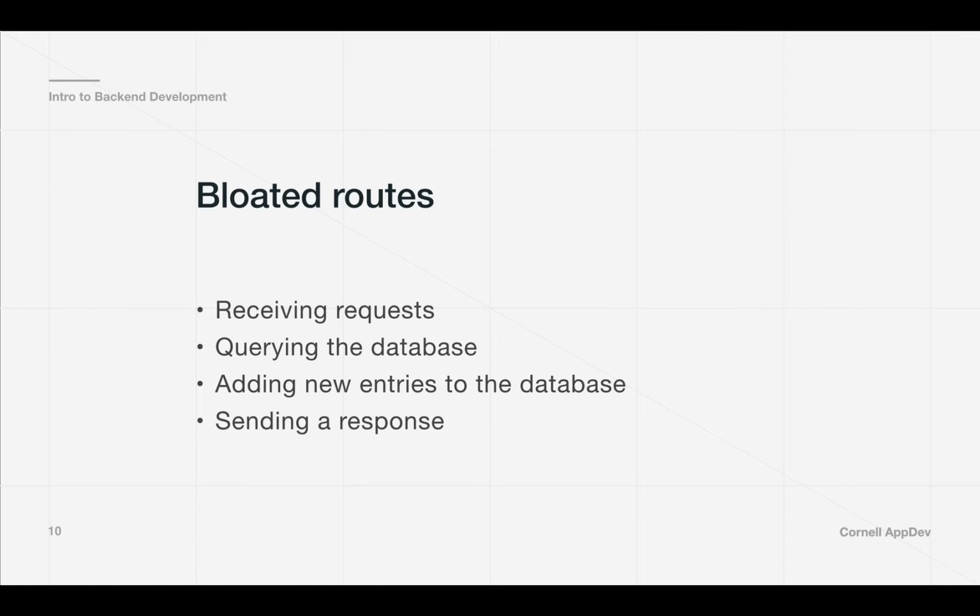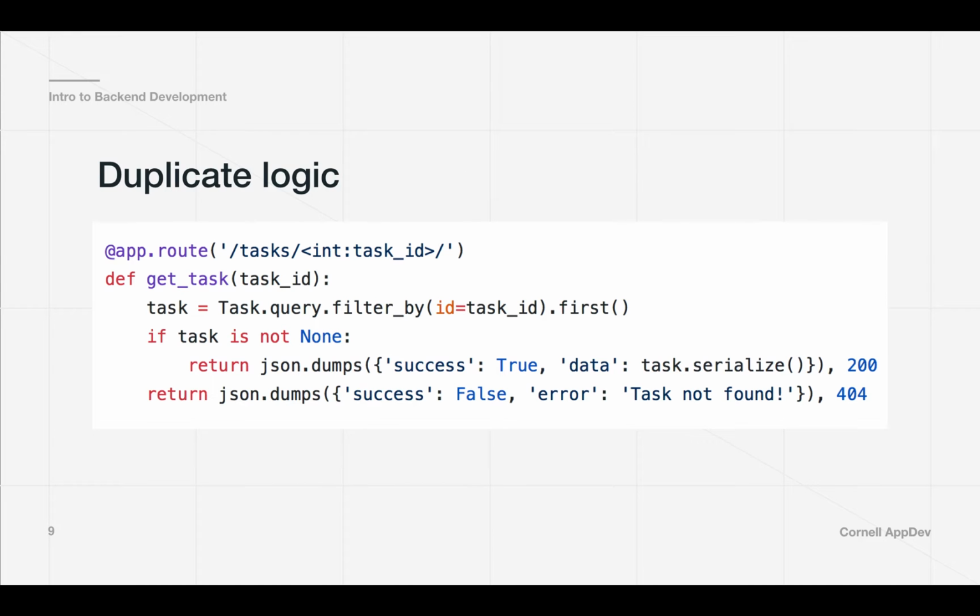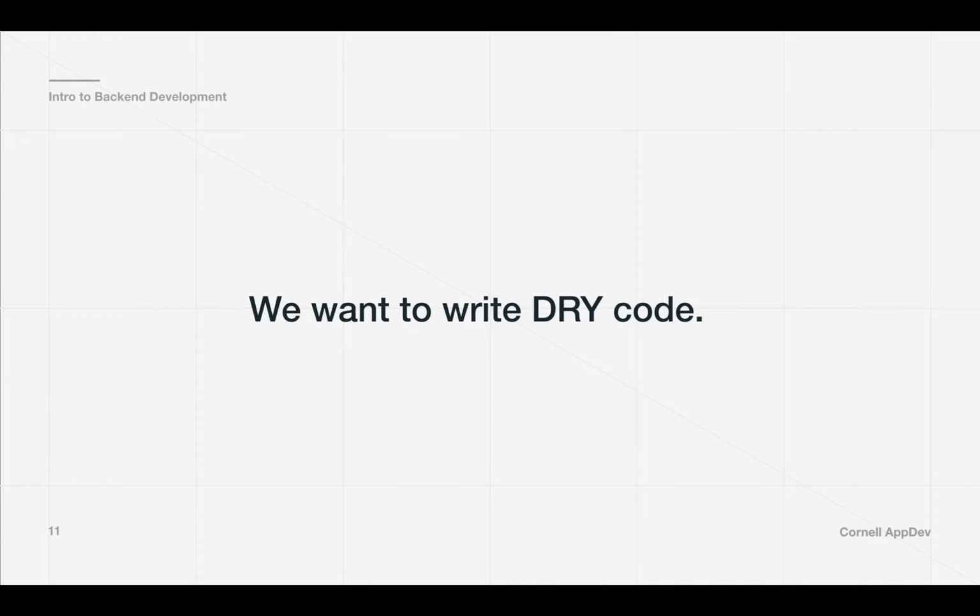We can move some logic out, but it's not really clear where to put that. Continuing with that, our routes can end up being really bloated. If we made more changes and more improvements and added more features, our routes would be receiving requests, querying the database, possibly adding or removing entries in the database, and sending a response back to the client. I don't know if you guys have ever heard of this, but we basically want to be writing DRY code. I think it stands for don't repeat yourself. You never want to repeat yourself when you're writing code. For example, if for some reason we changed the field name from task_id to something else, we would have to change that everywhere. That's basically why we don't want to repeat ourselves.